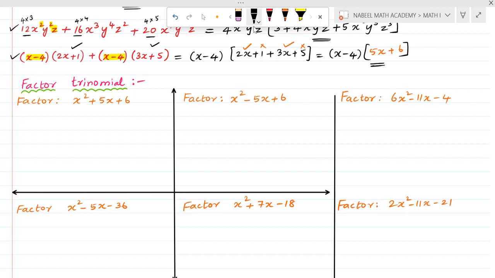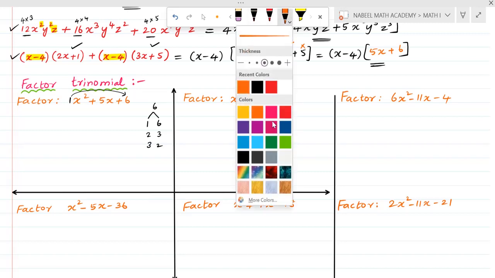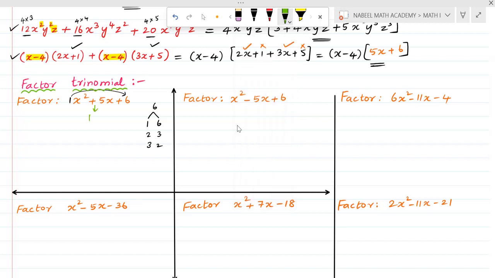Now here, how will you factor this form? So what is the leading coefficient? 1 here. Now multiply. What is the multiplication? So you will get 6. So what are the possible multipliers? 1 into 6, 2 into 3, and 3 into 2. So same thing. Now whenever you will have this plus, both plus. So both the numbers will be plus.